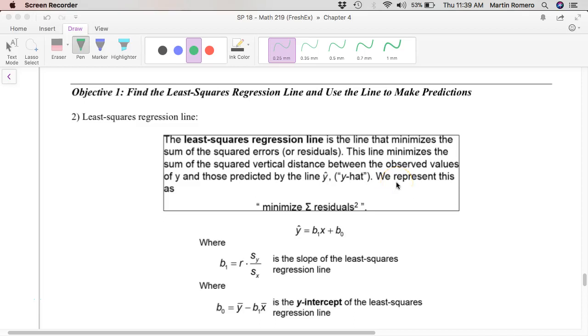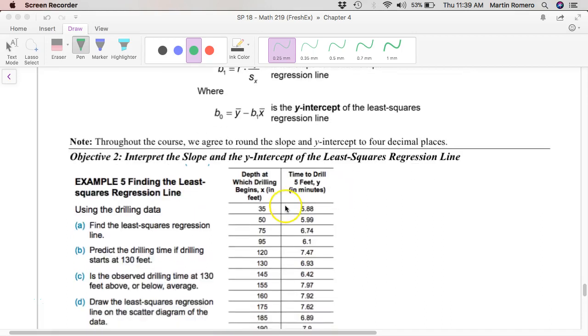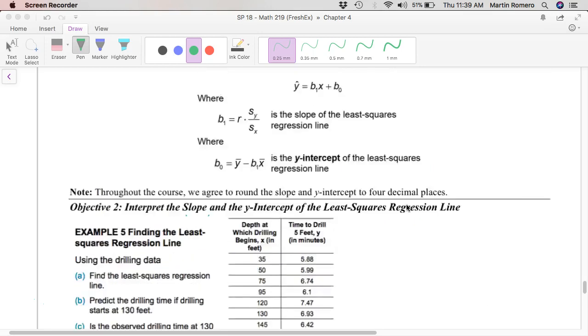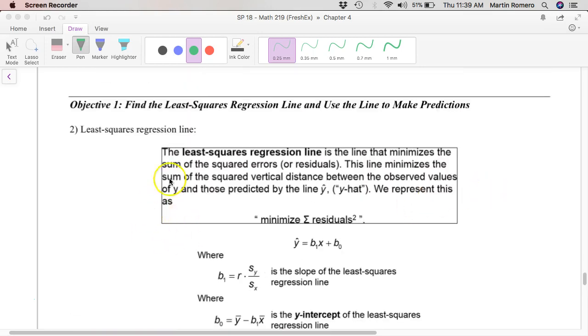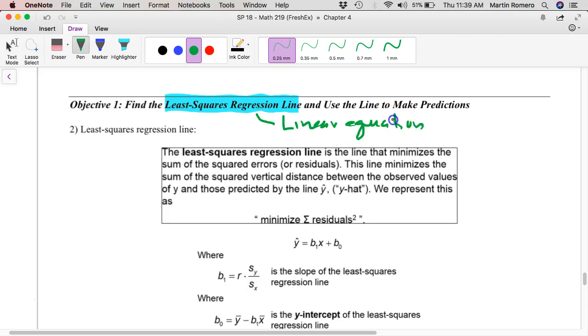Okay, we'll finish section 4.2 with the idea of finding a regression line, but then interpreting the y-intercept. What do those values mean? A slope and y-intercept, because we found an equation, a regression equation, a least squares regression equation. Remember, this is really a linear equation, and you remember from algebra that it is y equals mx plus b.